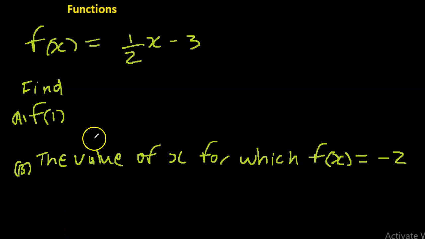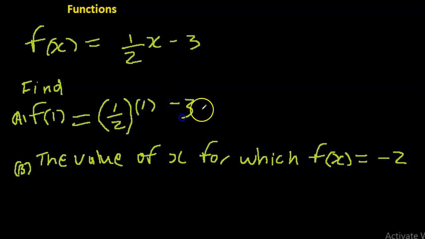Here we have another one. f of 1. f of 1 means you replace the x value with 1, right? So f of 1, that's half times 1, minus 3. And half times 1 is half. So it's really half minus 3, good? What's half minus 3? Negative 2.5.